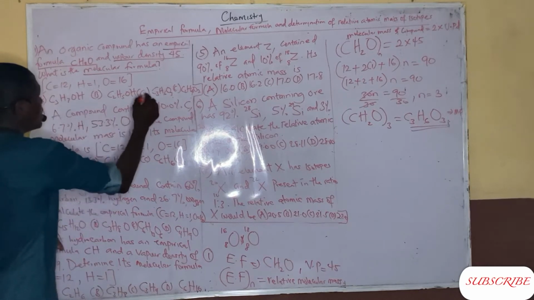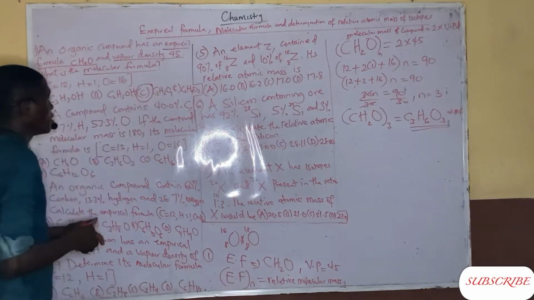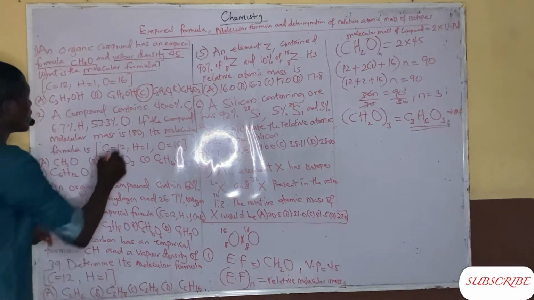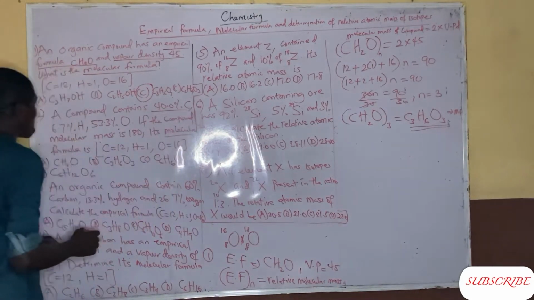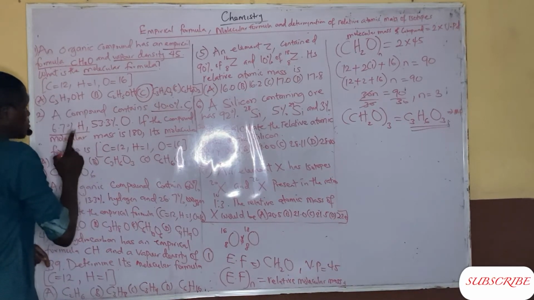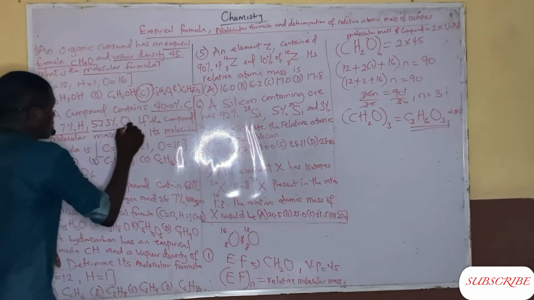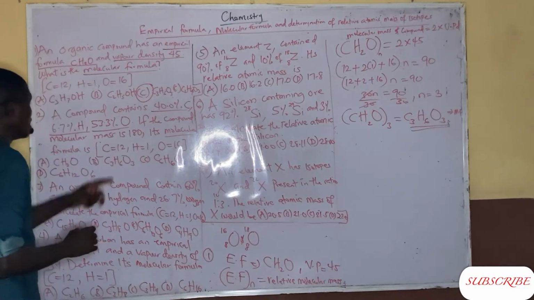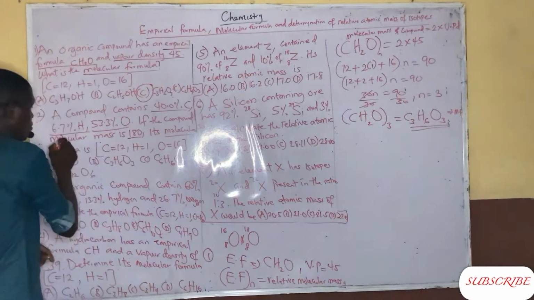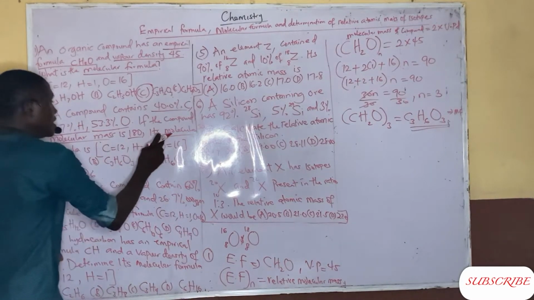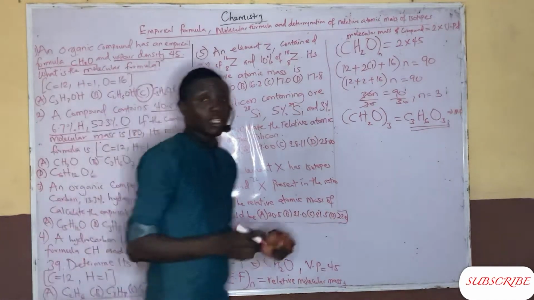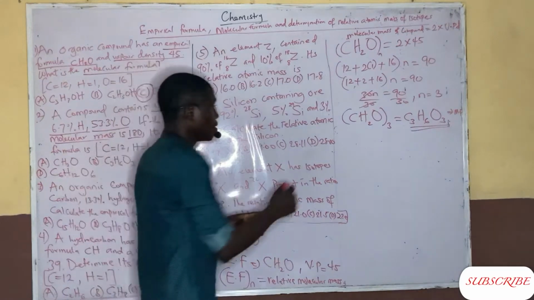Molecular formula here is option C. Now, question number 2 says a compound contains 40% carbon, 6.7% hydrogen, 53.3% oxygen. If the compound's molecular mass is 180, its molecular formula is what? So we are calculating the molecular formula.